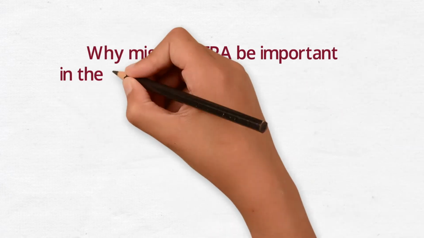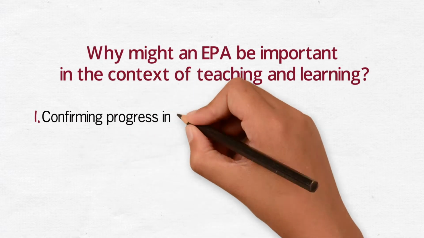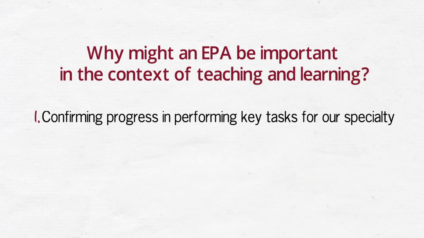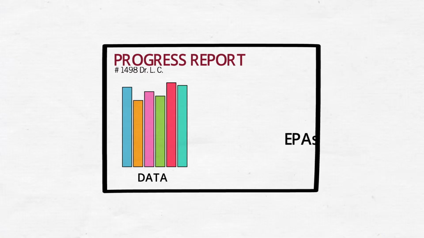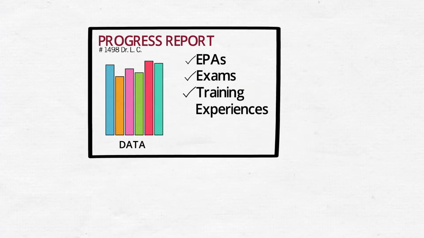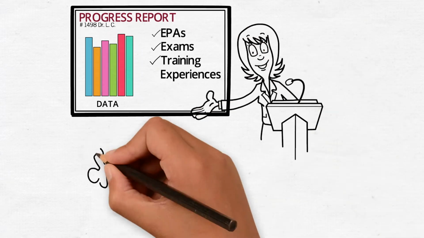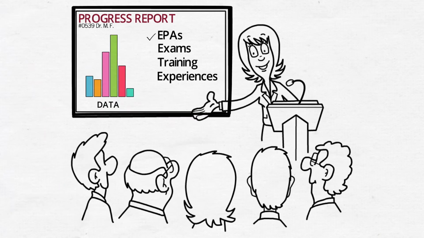Why might an EPA be important in the context of teaching and learning? Two reasons are: one, confirming progress in performing key tasks of our specialty, and two, feedback. First, let's talk about confirming a resident's progress. In CPD, we want to be sure that each resident can competently perform key tasks. By tracking them, our competence committee will have information to confirm who is making progress as expected and to identify early on if somebody is needing some more support in a given area.